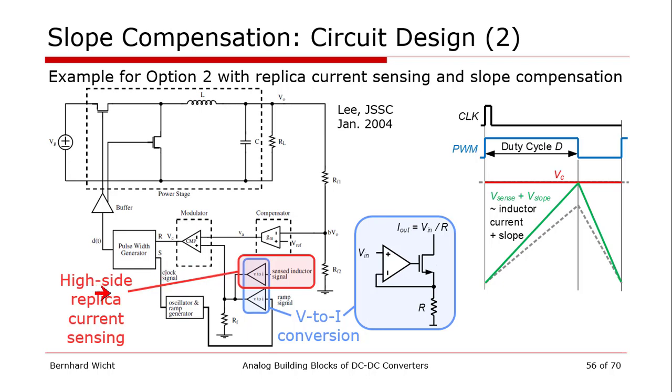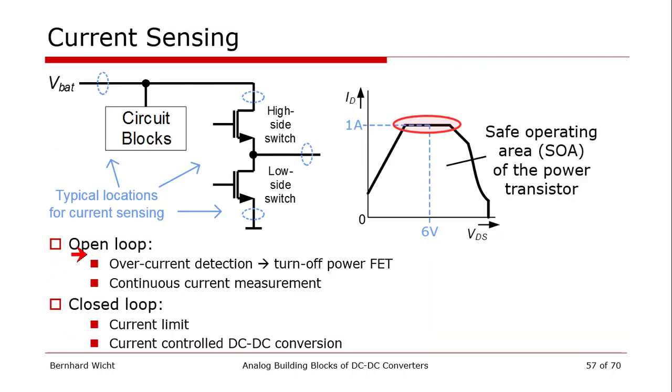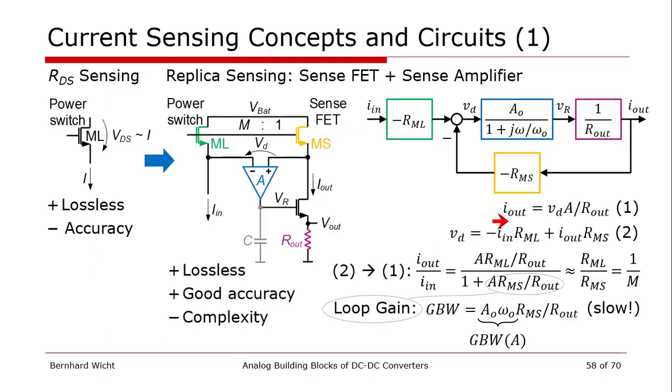So let's talk a little bit about current sensing, if we need it here. There are various ways for this kind of current mode control, but it is also used for protective purposes, to keep a safe operating area of the power transistor. For instance, here it shows the drain current and the drain-source voltage. So there are various reasons to do current sensing. The simplest current sensing would be simply to use our power transistor and detect the voltage drop across it. It's a measure of the current, but it gives us only relative accuracy.